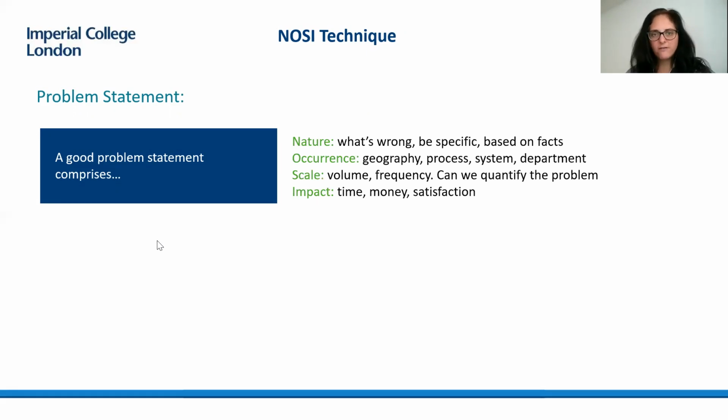If you don't have the facts, that's okay. Make a note of things that you might need to go away and measure or record to understand the problem in more detail. Then think about the occurrence.